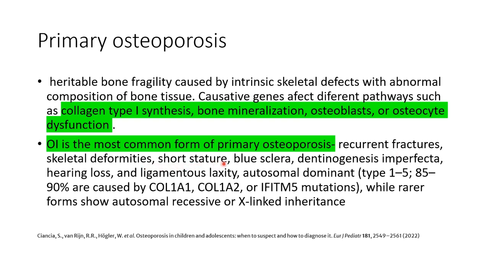fractures, skeletal deformities, short stature, blue sclera, dentinogenesis imperfecta, hearing loss, and ligamentous laxity. This is mostly autosomal dominant, types 1 to 5, contributing around 85 to 90%, and is caused by COL1A1, COL1A2 and IFITM5 mutations, while rare forms show autosomal recessive or X-linked inheritance. So we can remember that osteogenesis imperfecta is the most common form of primary osteoporosis. Predominantly, most of them are autosomal dominant, but a few can be of autosomal recessive or X-linked inheritance.